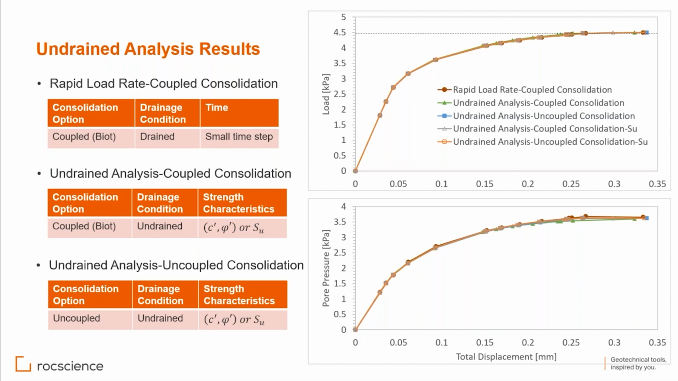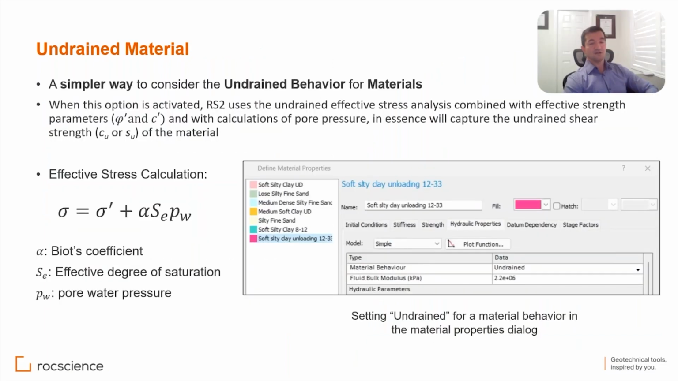So that would be for the case of undrained analysis. Now let's look at undrained material. Undrained material would be a simpler way to consider undrained behavior for materials. In this case, when this option is activated in RS2 through the hydraulic properties dialog for each material, you can activate it. The undrained effective stress analysis combined with effective strength parameters c prime and phi prime, and with the calculation of pore water pressure, in essence, we can actually capture the undrained shear strength of the material.